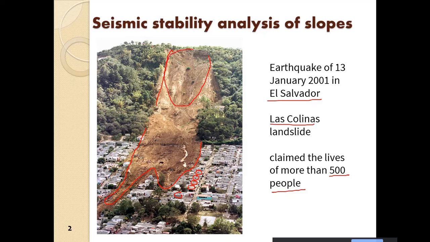This is the landslide body, and from here the mass got dislodged and it flowed down, and it caused havoc at the bottom of the slope. It occurred on January 13, 2001.